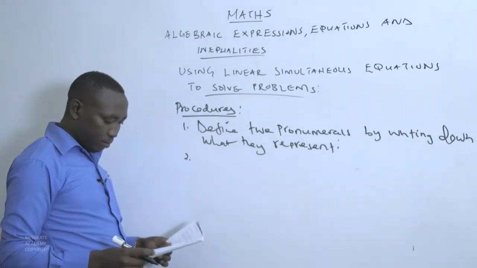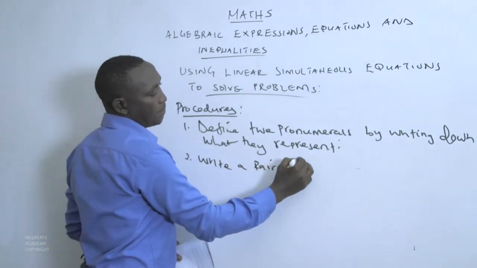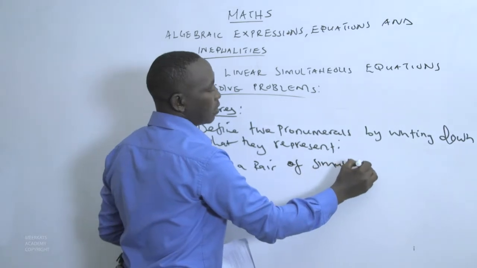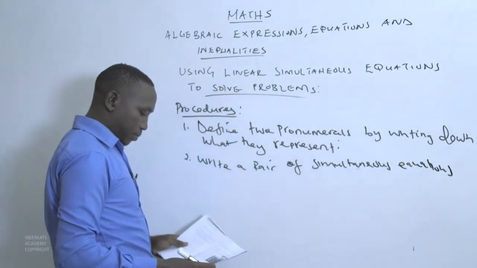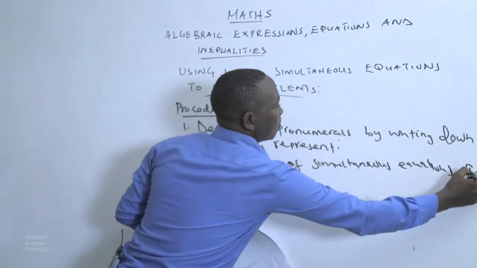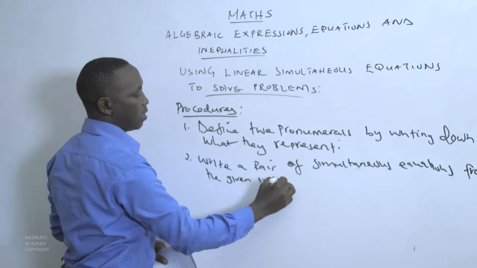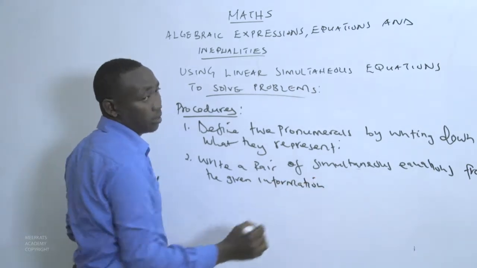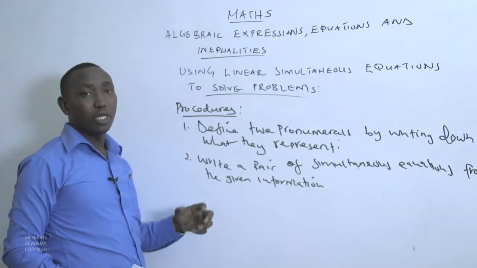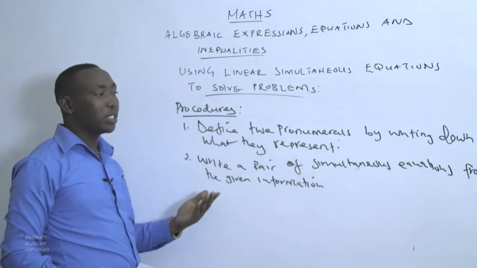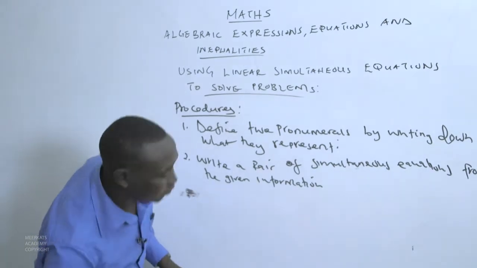Number 2, write a pair of simultaneous equations from the given information. Now from that particular information, set or come up with a pair of simultaneous equations which you can now proceed into step 3 of solving them.